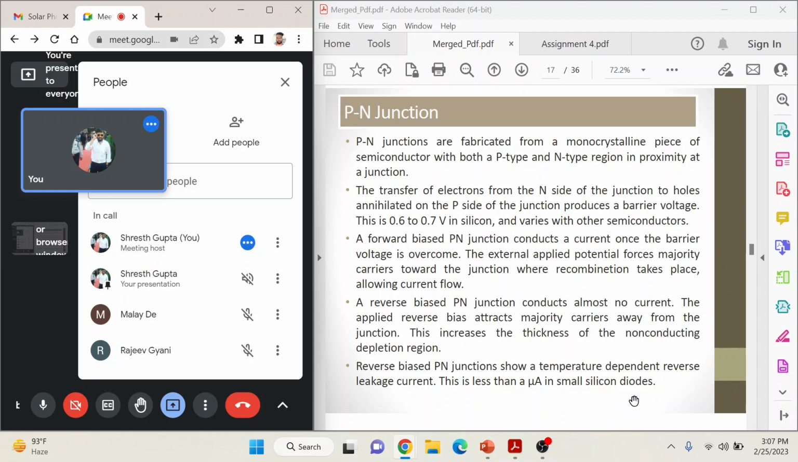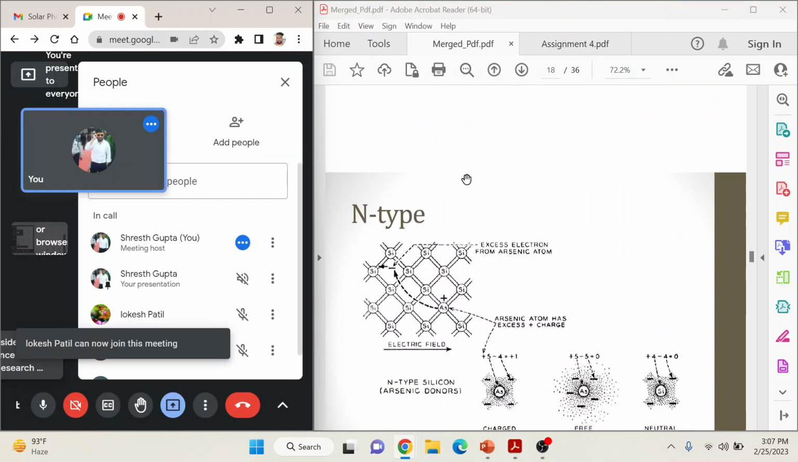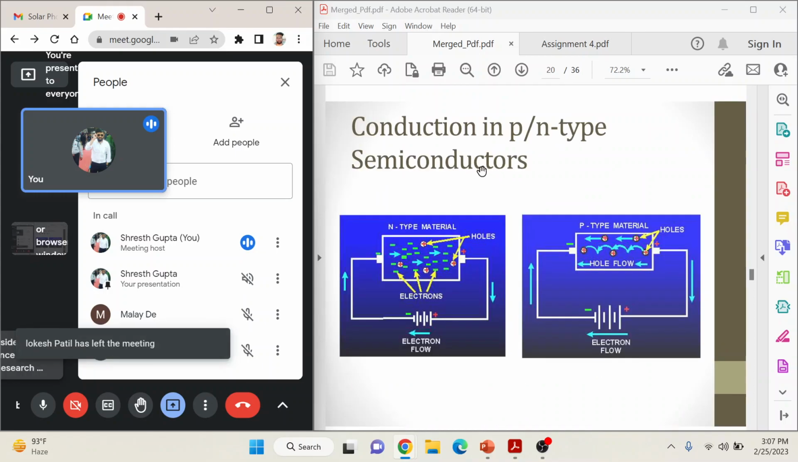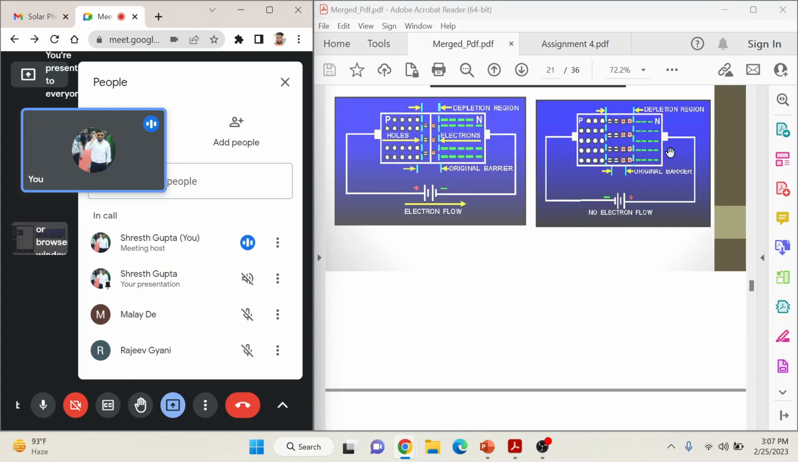And then what are N-type, what are P-type, and conduction in N-type and P-type. What happens when we join a P-type and N-type? How does this diffusion or drift current come into the picture? And then there is the formation of the junction and a depletion region, and how this electron flow takes place.